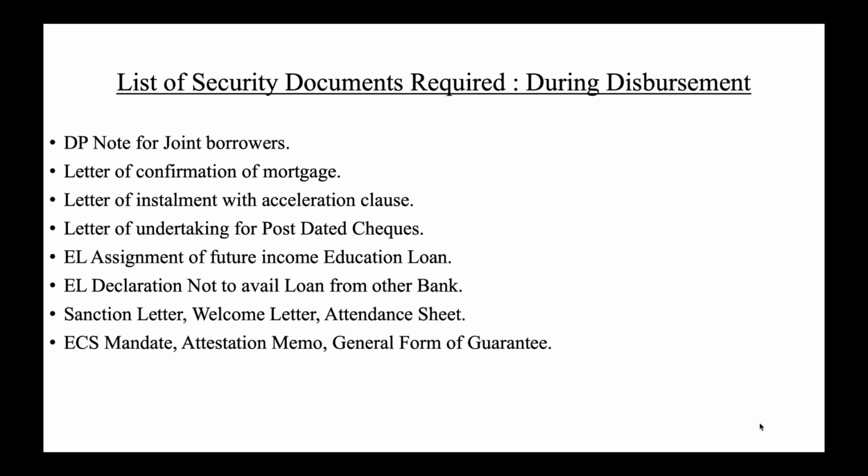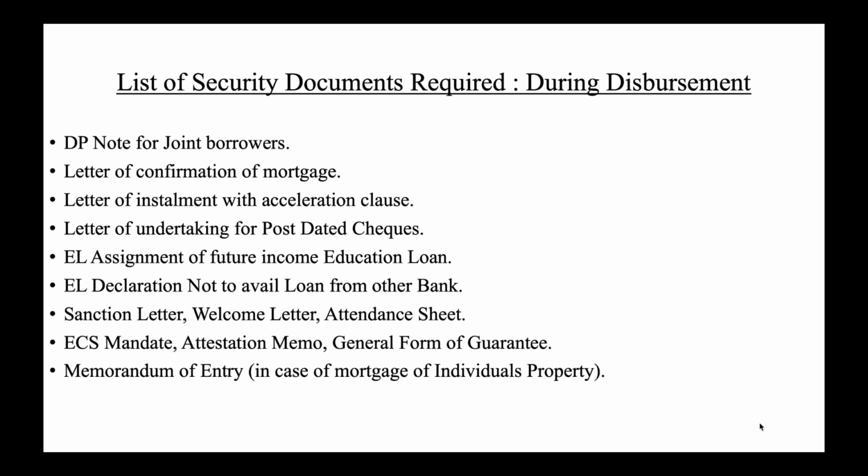The attestation memo. This is again attestation that the ECS payment is mandated. So that's the memo, which is a format by the bank. General form of guarantee. Now, obviously, the co-signer is giving his personal guarantee. Every bank has its own personal guarantee format. So this is the general form of guarantee which is required. So the co-signer will give his personal guarantee, would give his checks, would give an ECS mandate. All of them will happen.